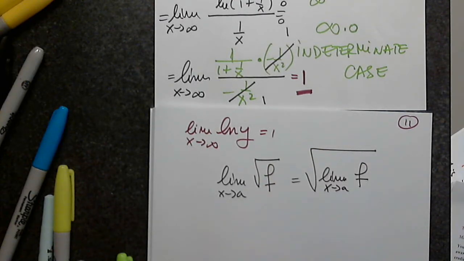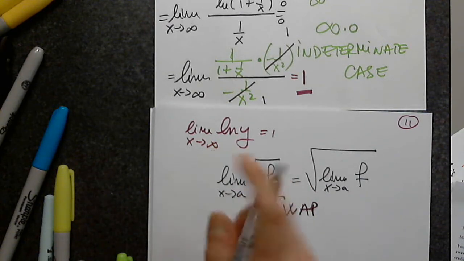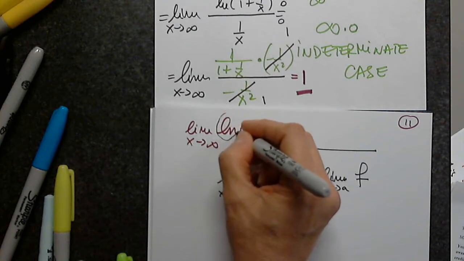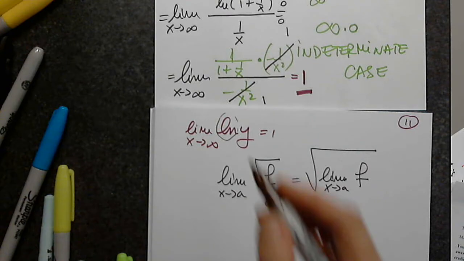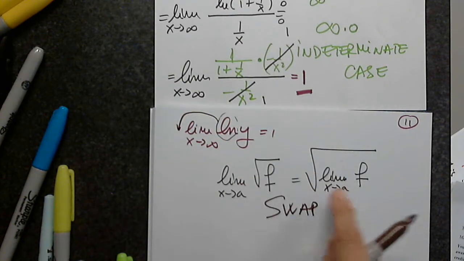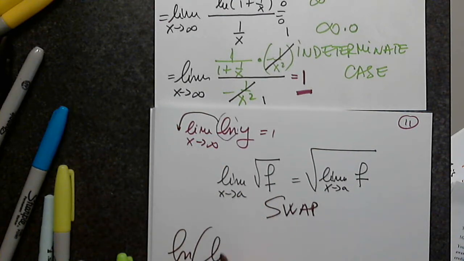What did we do from here? We swapped them. The same thing here. This is an operator, and this is another operator. Under conditions of continuity, of course, I am allowed to take this outside exactly how I took the square root outside of the limit. So then this becomes natural log of the limit of y as x approaches infinity is 1.